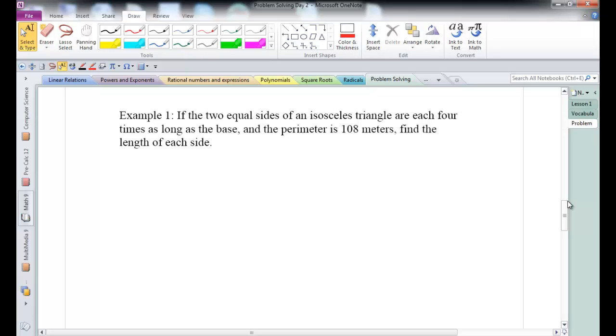We have an isosceles triangle. You should always draw yourself a diagram with these questions, and then check back with the question to make sure you've got it correct. So we said an isosceles triangle, like that, two sides the same length, and each of the two equal sides is 4 times as long as the base. So that'll give us a relationship like this.